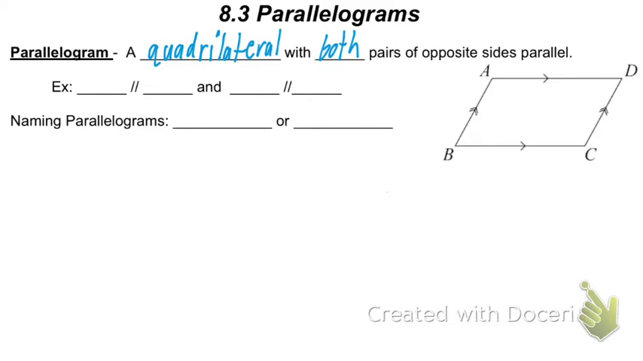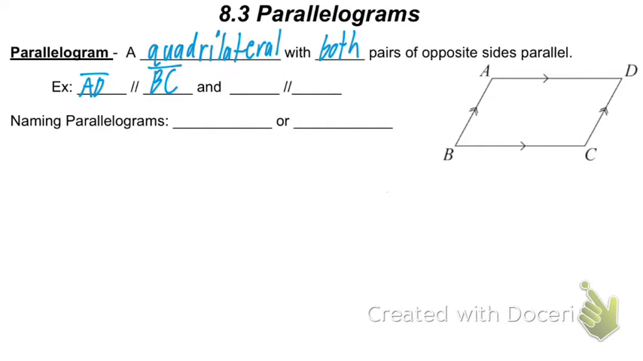So what does parallel mean? Raise your hand and tell me. Seth: They will never intersect. Okay, they'll never ever intersect, never ever touch. So here, can somebody give me an example of 2 sides of this parallelogram, A, B, C, D, that are parallel? Dylan: AD. Okay, side AD, or segment AD, is parallel to what? It's parallel to BC. Very good.